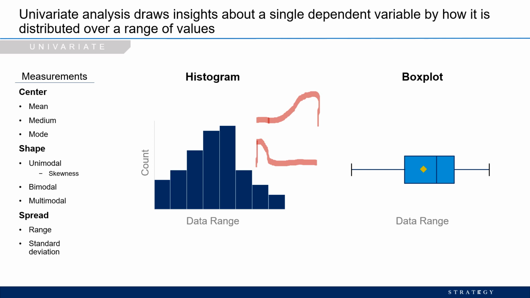And finally, with spread, you have two main metrics for determining spread. You have the range, which is the difference between the maximum and the minimum, and then the standard deviation, which is a metric for how everything is spread out. Standard deviation will tell you what the variance of the distribution is.